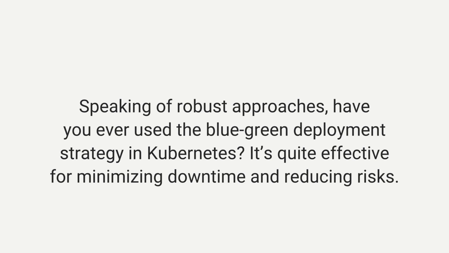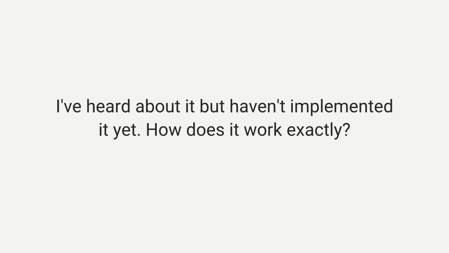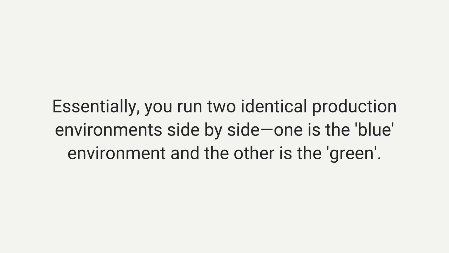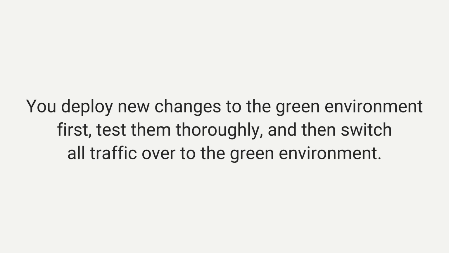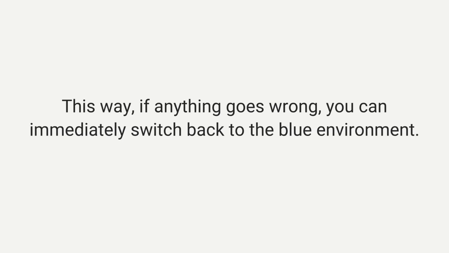Speaking of robust approaches, have you ever used the blue-green deployment strategy in Kubernetes? It's quite effective for minimizing downtime and reducing risks. I've heard about it, but haven't implemented it yet. How does it work exactly? Essentially, you run two identical production environments side by side. One is the blue environment, and the other is the green. You deploy new changes to the green environment first, test them thoroughly, and then switch all traffic over to the green environment. This way, if anything goes wrong, you can immediately switch back to the blue environment.